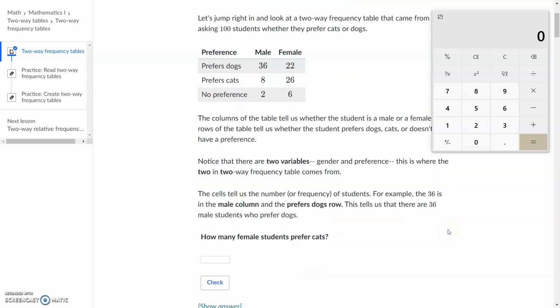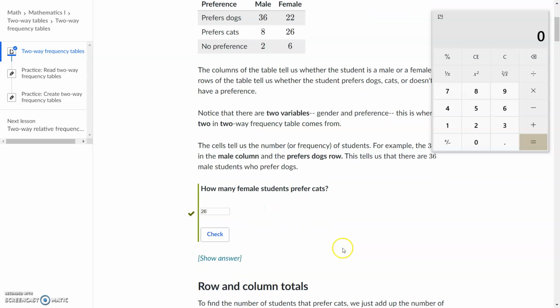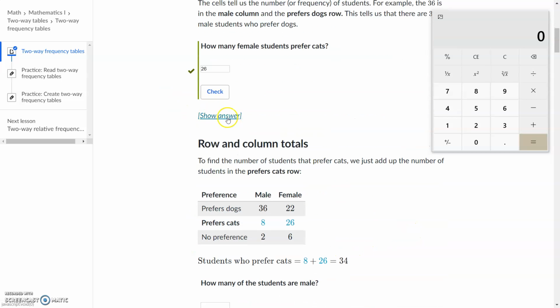Okay, so let's look at this table and see if we can figure out how many female students prefer cats. So we need the column female students here. So it's one of these 3 numbers because we're looking for female. And also prefer cats. So prefer cats would be this one here. So for female column and prefers cats row, we have this number here, 26. So let's type in a 26 and see if that's correct. It is correct. And you can go look at another explanation here.